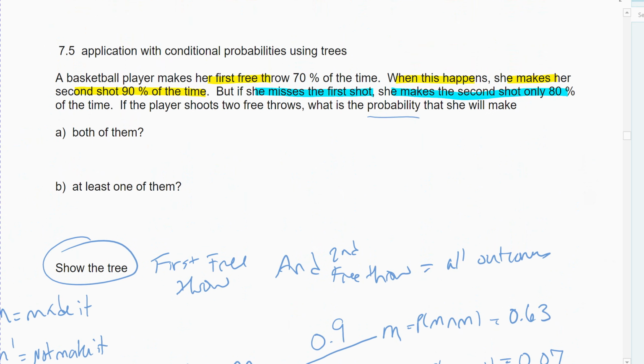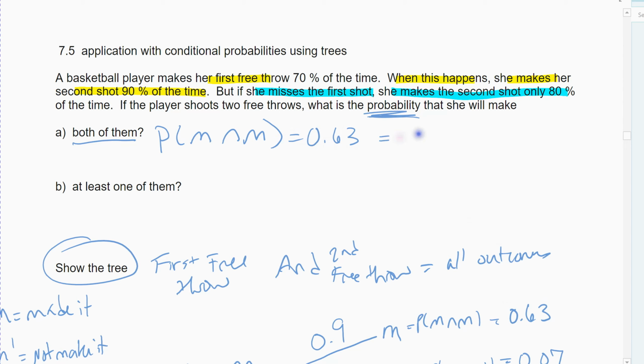Alright, now we'll answer the question. Based on my information, what's the probability that she'll make them both? So this is the probability she makes the first and she makes the second. Well, that's this outcome. 0.63. Alright, 63% chance she makes them both.